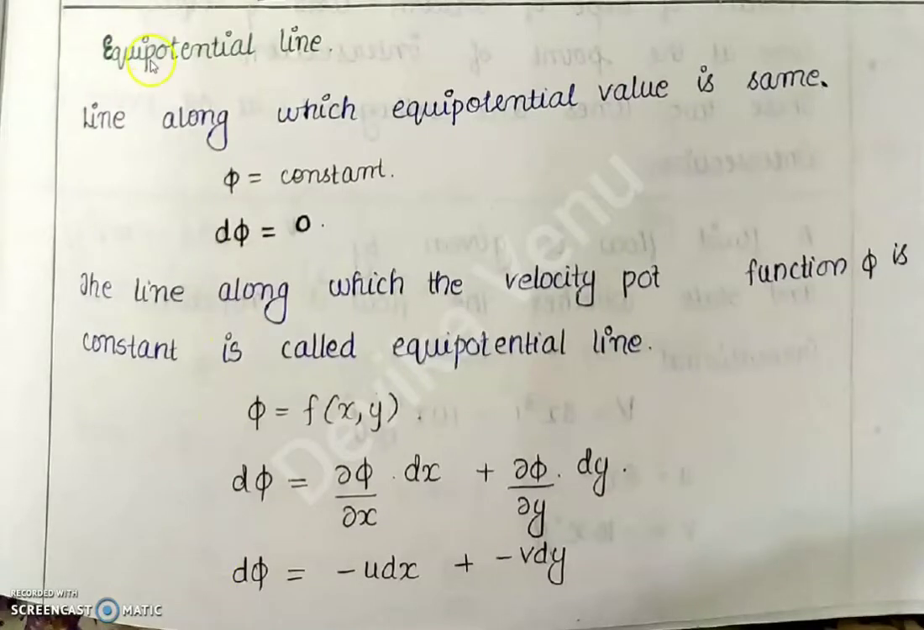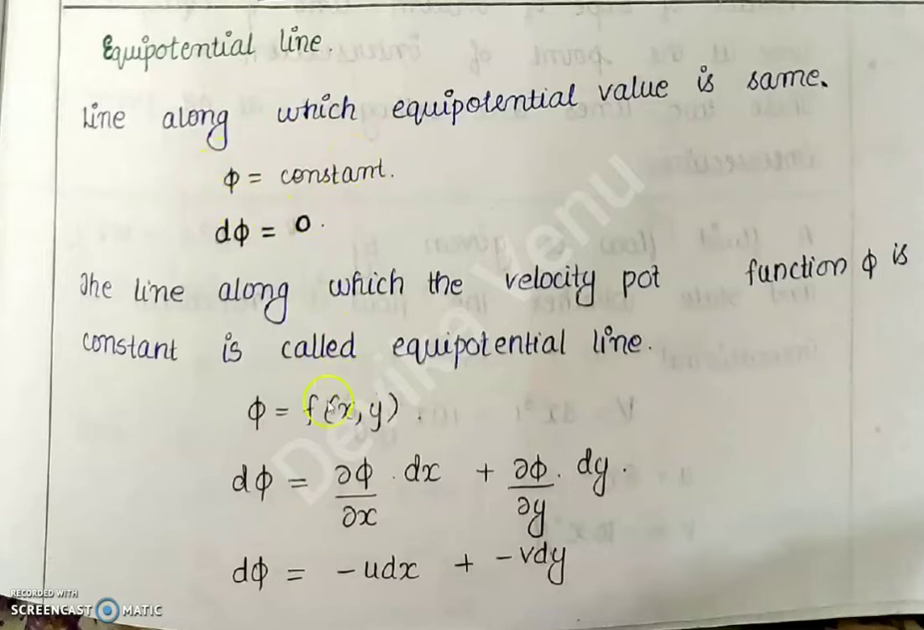Okay, now we'll see what is an equipotential line. This is the line along which the velocity potential function is constant. Imagine phi is a constant, and d phi will be equal to 0. So in the equipotential line, the velocity potential function is equal to a constant.